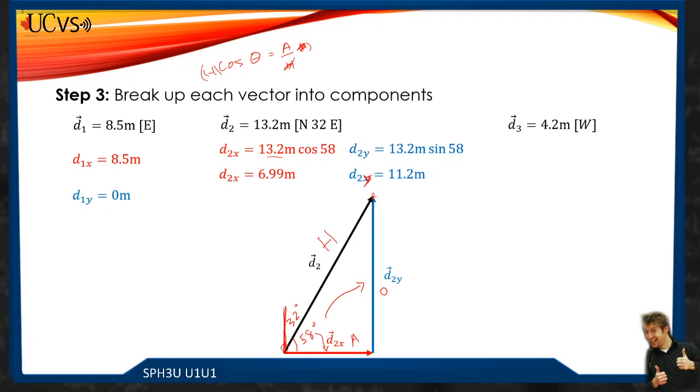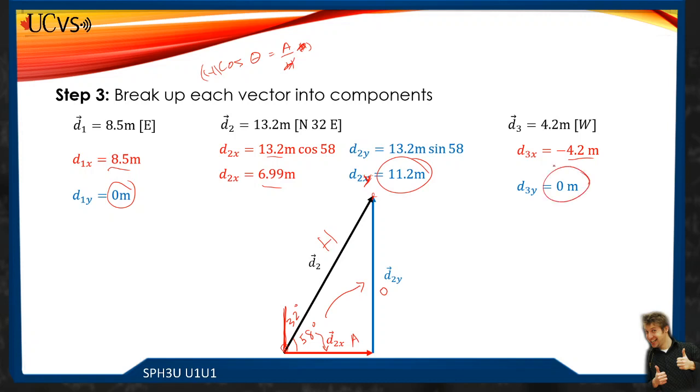Last one, D3, pretty straightforward again. We know that it's going west, so we have an X component and there is no Y component. But notice now, because it's west, I'm going to have to call that negative 4.2 meters. That negative there is telling us that we're going in the westerly direction of 4.2 meters. All right, so there, done step 3. I've broken it up into red components, my X components, and I have Y components as well.